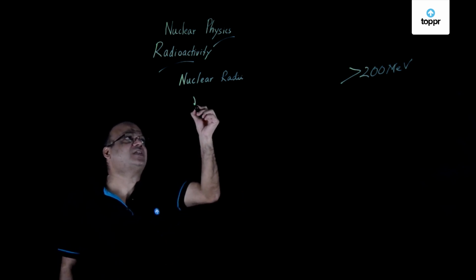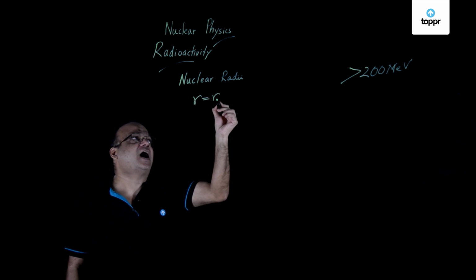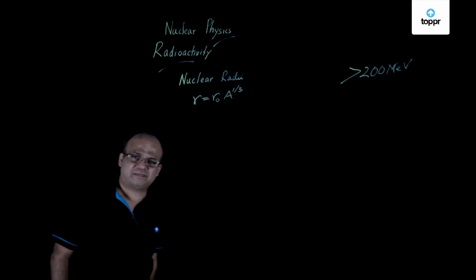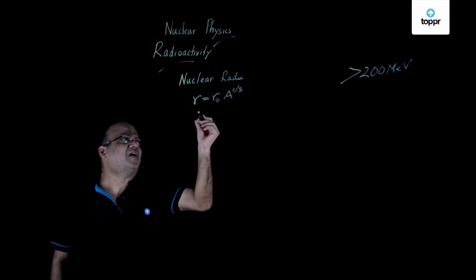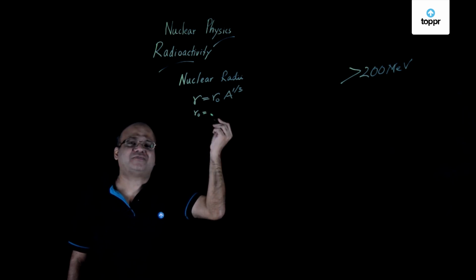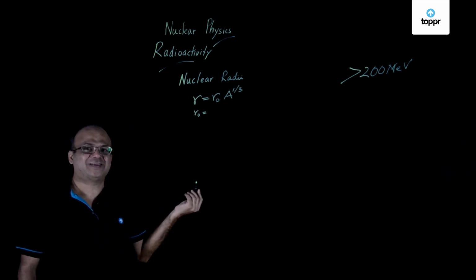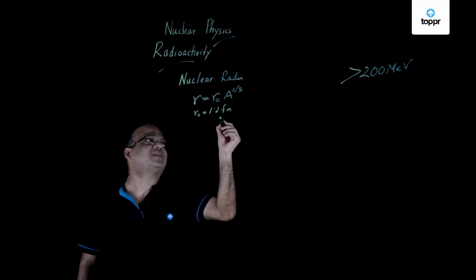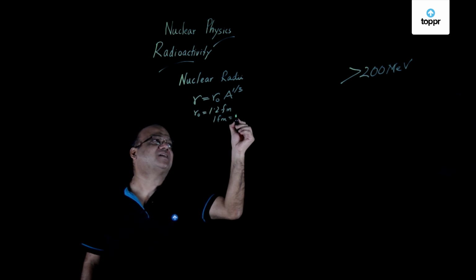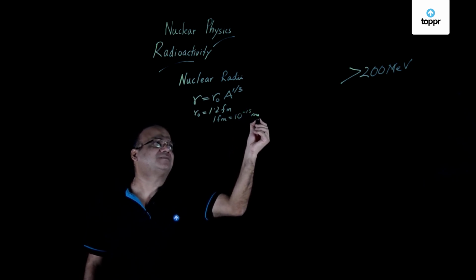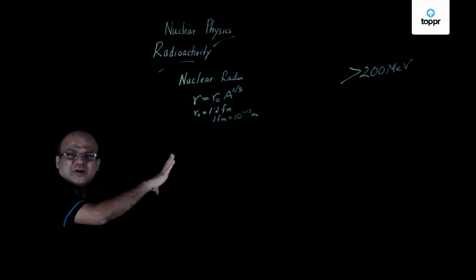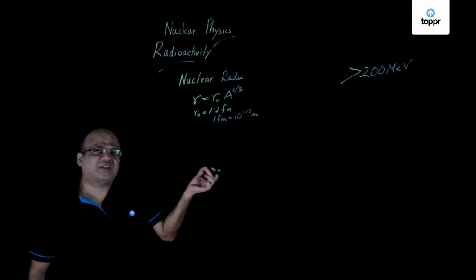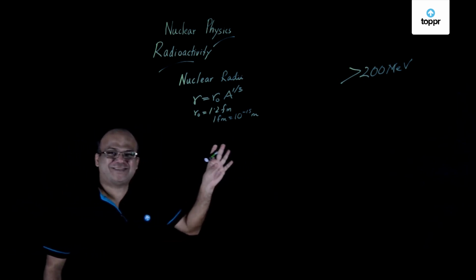The radius of a nucleus is given by this formula, R equal to R naught, A to the power 1 by 3. R naught is the radius of the hydrogen nucleus, that is 1.2 femtometer. A femtometer is 10 to the power minus 15 meters. Some books may say 1.3 femtometer, some may say 1.1 femtometer. So whatever is given in the question, you follow that, but the average is 1.2 fm.